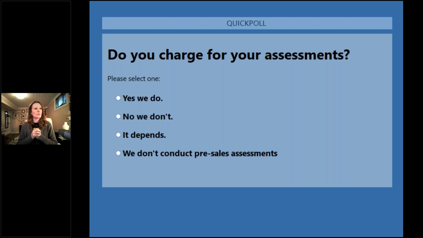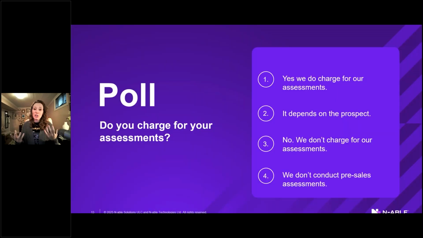Everybody was very quick with their voting this morning. Thank you. So it looks like, I'll just close that off. So it looks like we have nobody charging for their assessments. Okay, interesting. And then a third say, no, we don't charge. Another third say, it depends. And another third say that we don't conduct pre-sales assessments. Okay, all fair enough.